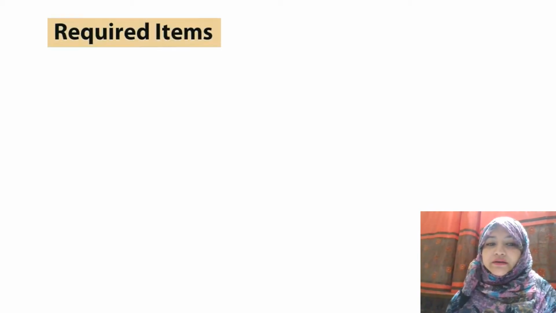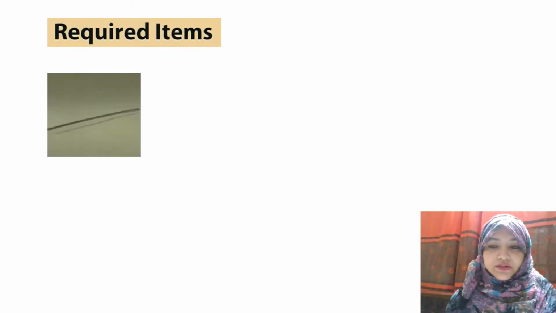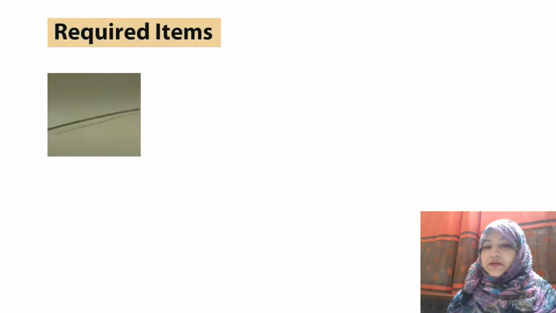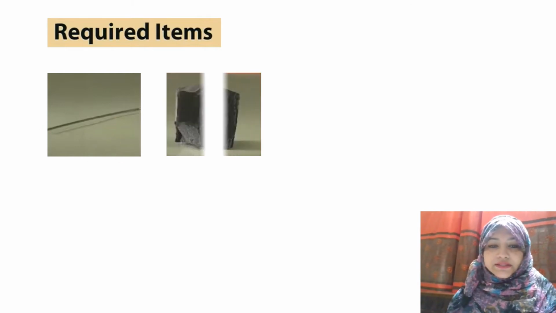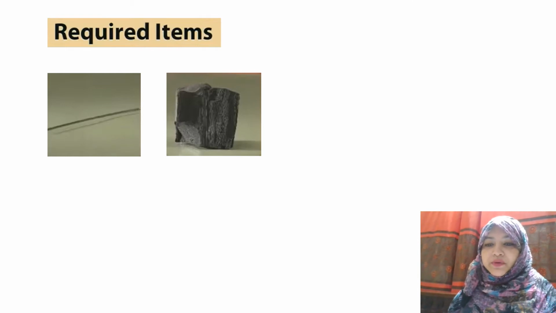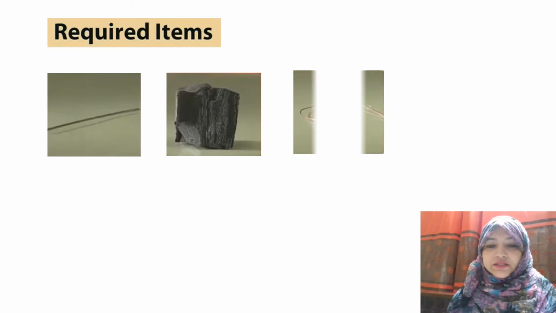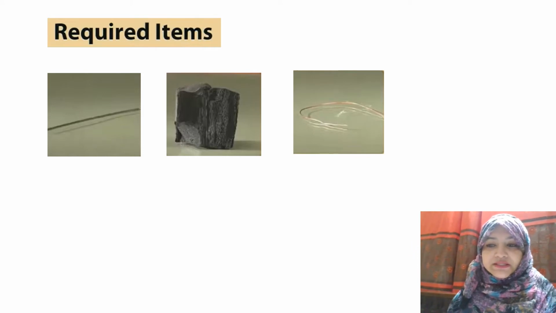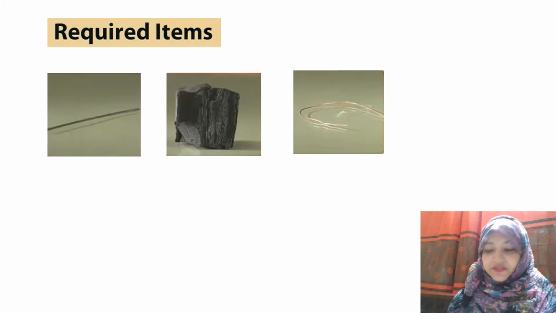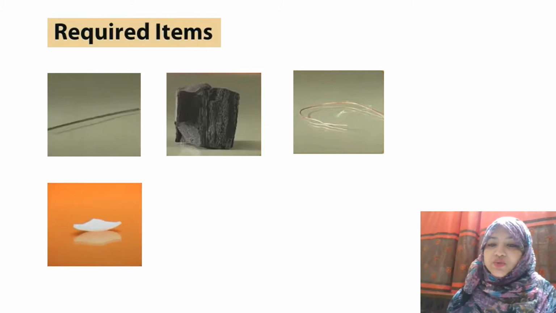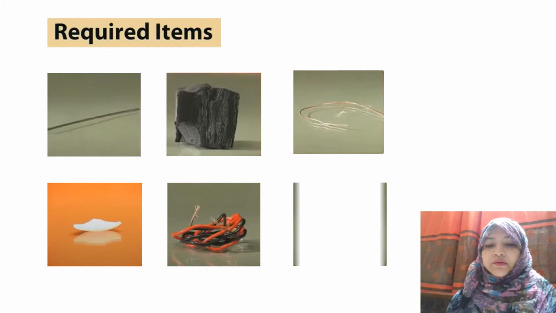For this activity, our requirements are an iron rod, which we know is a metal, and a coal or charcoal piece, which is a carbon piece, a non-metal. This is copper wire, another important metal, which is a good conductor of heat and also a good conductor of electricity. We also need a piece of plastic, insulated electric wires, and a bulb.